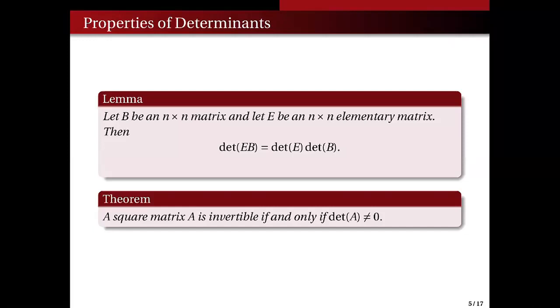And later, you start with A, you multiply elementary matrices to A to obtain I. And then you use this fact to show that the determinant of A will not be equal to 0. Yeah, let us try that one. So proof.